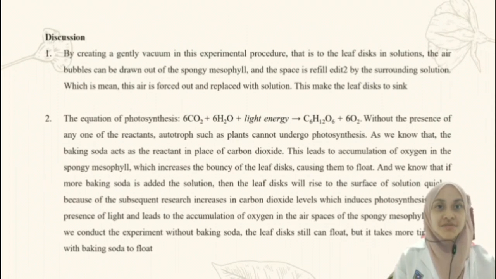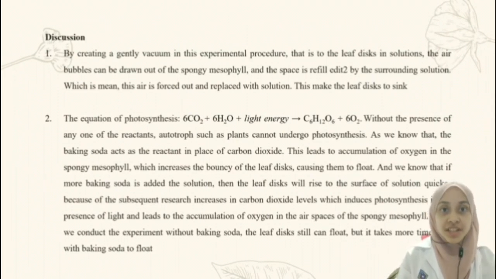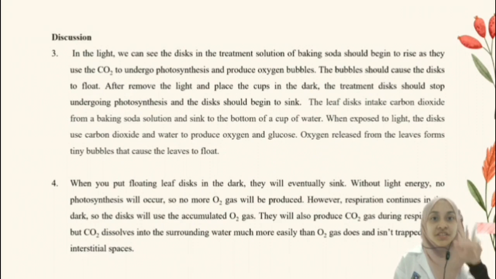Discussion. This is the answer from question 1 on how does the suction help the leaf disc to sink. This is the answer from question 2 on if you conduct the experiment without baking soda, what will happen to the leaf disc and why. This is the answer from question 3 on why do the leaf discs in the baking soda solution, which is the treatment, begin to float. And this is the last answer from question 4 on what happened to the leaf disc in the dark. Justify your answer.